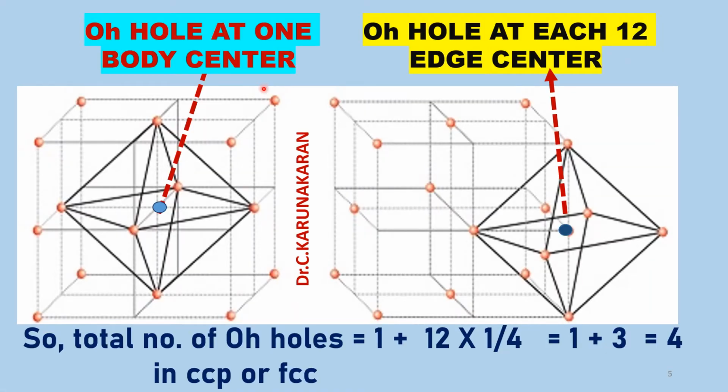Here, where are the octahedral holes? This is the cubic closed packing or FCC unit cell structure. An octahedral hole is present at the body center. You see, this is surrounded by 1, 2, 3, 4, 5, 6. Okay, the coordination number is 6. This is one of the octahedral holes, at the body center.